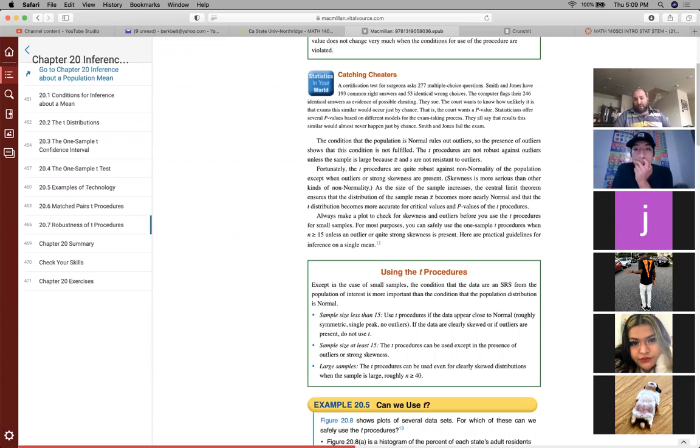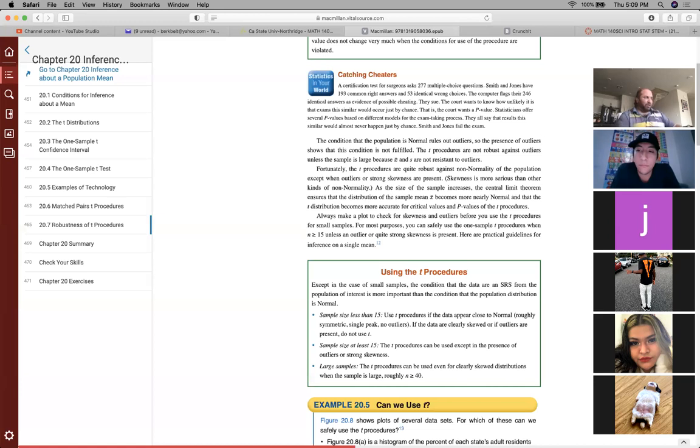Okay, just remember, if it's normal, then if it's less than 15, not a problem. As long as it's pretty normal, we're okay. But if it's not normal, but it's skewed, then it's got to be at least 15. But if it's really skewed, then make sure n is at least 40.